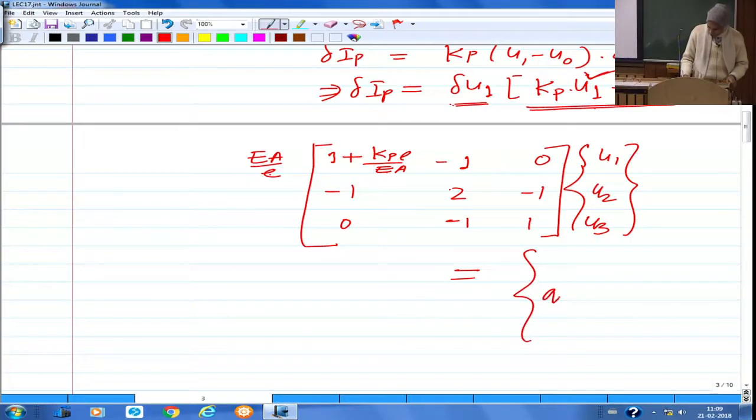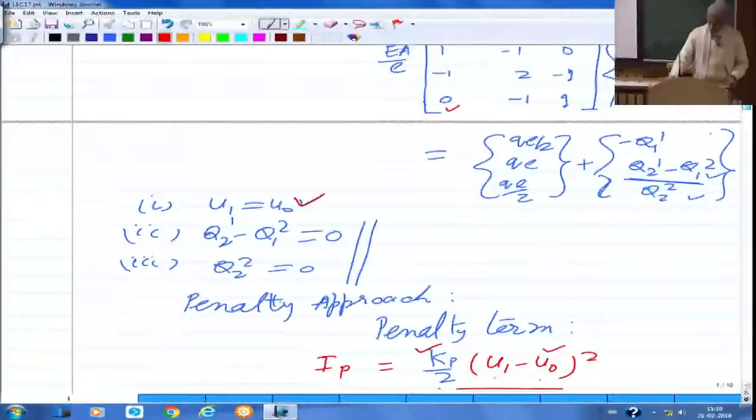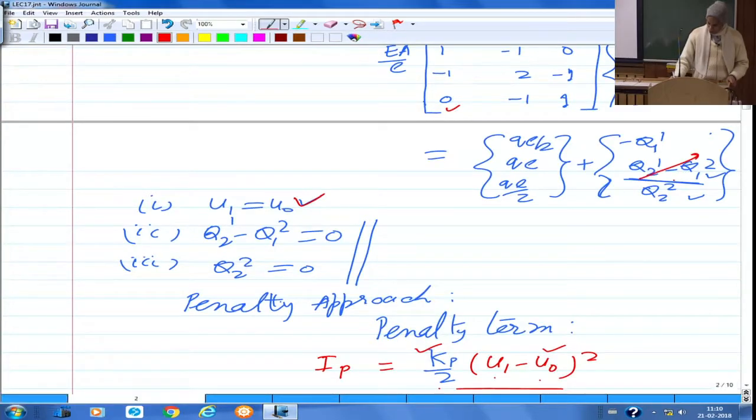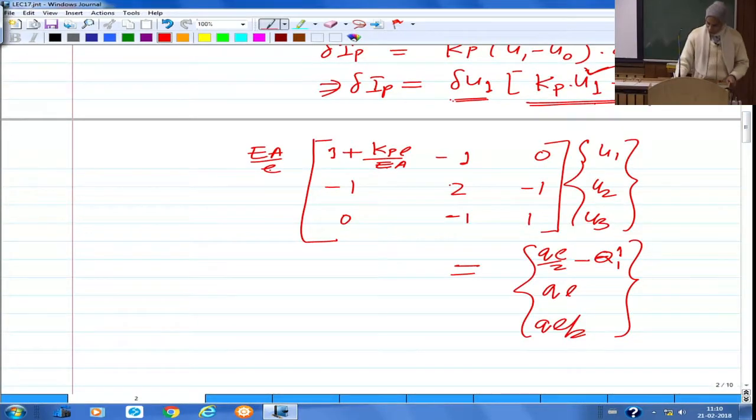So this is here QL by 2, and here also you have got QL by 2. You also have actually this minus Q1, 1. So this is what you have already. That is because this is equal to 0, this is equal to 0. So this plus this is what you will get. Plus this term, you will take Kp into U0, which is a known quantity, on the right hand side. But because this was coming from delta U1, it will go to the first row. So plus here, due to penalty, we will add this Kp into U0 here, 0 and 0.